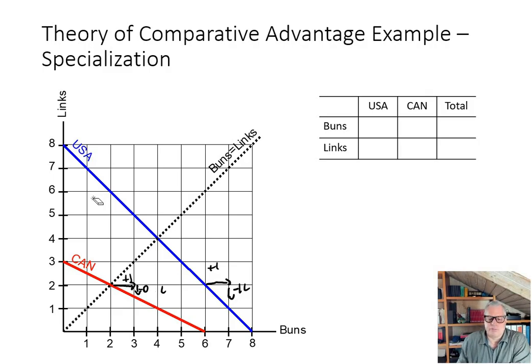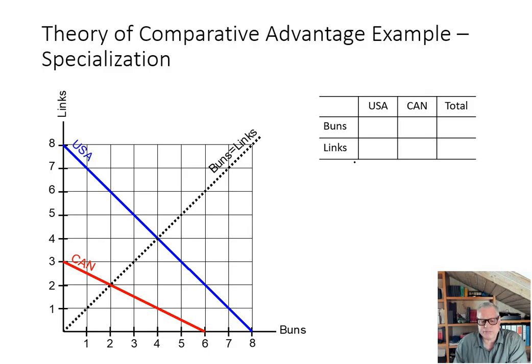And if we do the same thing for links, we will see that Canada has to give up 2 buns for every link, but the United States only 1. Okay, so now how do we identify how each country shall specialize? And we can do that in 3 steps. So whenever you try to optimize something or you try to find an optimum solution, you always start with the constraint which is the most severe.